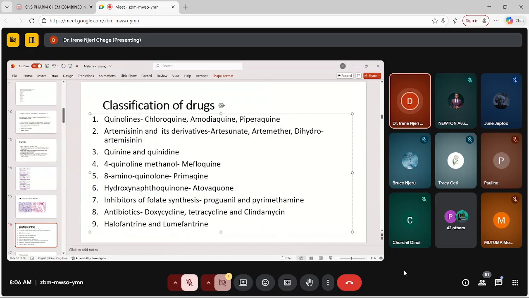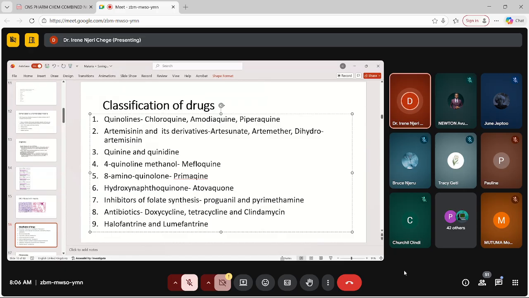And then we have our quinine and quinidine. Then we have our 4-quinoline methanol, which is mefloquine. We have our 8-aminoquinoline, which is primaquine. Then we have our hydroxynaphthoquinone, which is atovaquone. We have our inhibitors of folate synthesis, proguanil and pyrimethamine. We have our antibiotics. We can use antibiotics in malaria. We have doxycycline, clindamycin, tetracycline. Then we have halofantrine and lumefantrine. Those are how we classify our drugs for treating malaria.